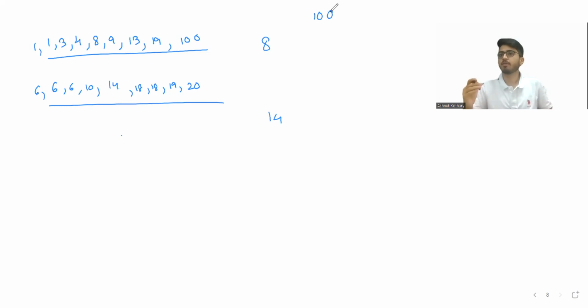If there is any extreme outlier, very small or very large value, that would have a significant effect on the mean. But median is not influenced by it. Whether this is 100 or even 1000, the median of this data set is going to remain the same. So take this down. Median is resistant against extreme values, while the mean isn't.